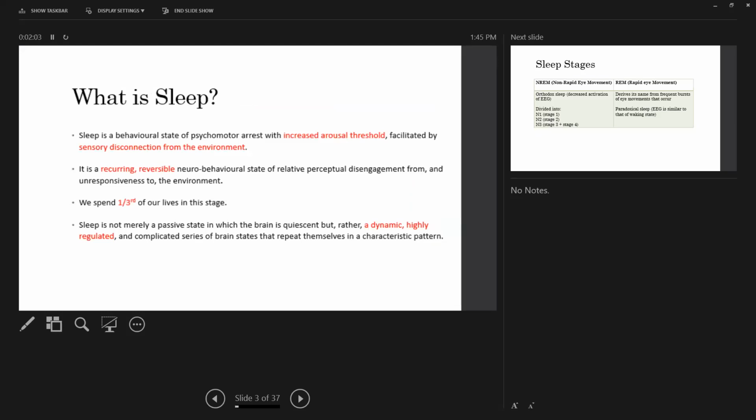So what is sleep? Sleep is a behavioral state of psychomotor arrest with increased arousal threshold facilitated by sensory disconnection from the environment. So it is a reversible and a reoccurring event. So that is how we differentiate it from coma. This is reversible. So we spend basically 1/3 of our lives in this stage. And sleep is not a passive state. Sleep is a very active state. It is dynamic and highly regulated with a complicated series of brain states that repeat themselves in a characteristic pattern.